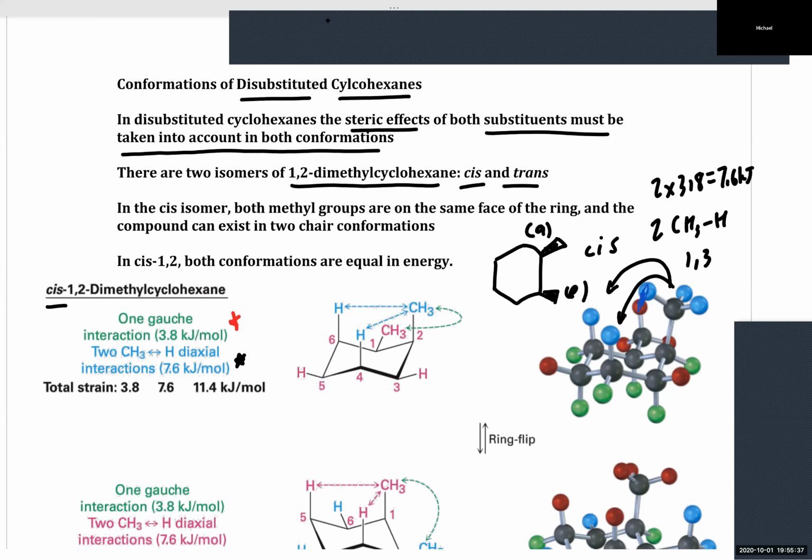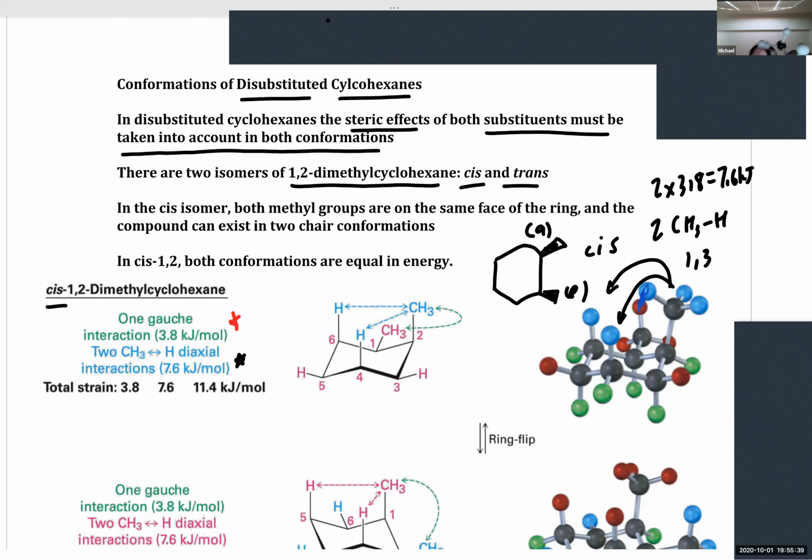Okay, so here's a model of cis 1,2-dimethylcyclohexane, okay? So we have our methyl in the front and the methyl in the back. Does everyone see that? So here's our first methyl in the front, and then our second methyl is in the back. It's a little hard to see. Does that make sense to everyone so far?